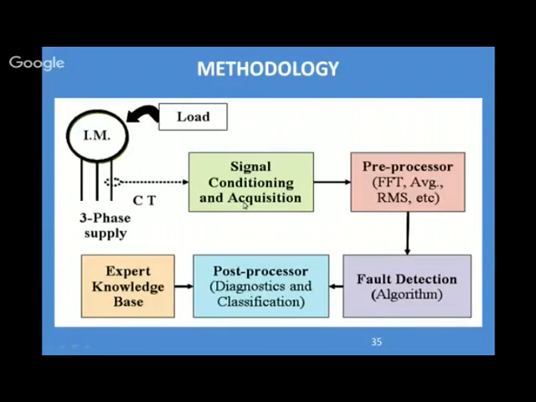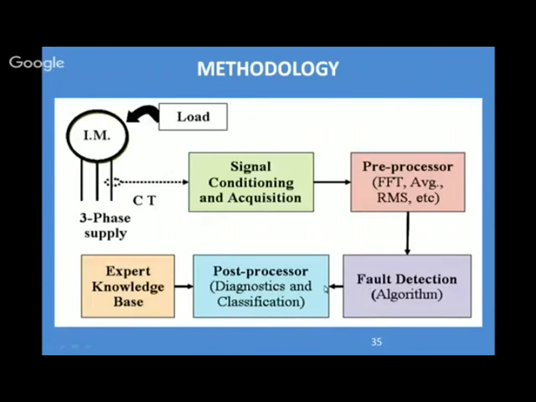Then after signal conditioning, we will pre-process the signal using FFT, averaging, RMS, kurtosis, etc. Here we will have key features of the motor, that is, whether the vibration signals are out of range or not as per the IEEE standards. If everything is fine, then we will have further analysis of the signal. Here we will have the algorithm, which is actually finding the type of fault.